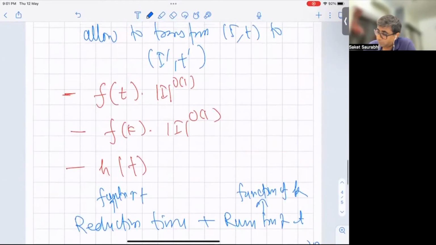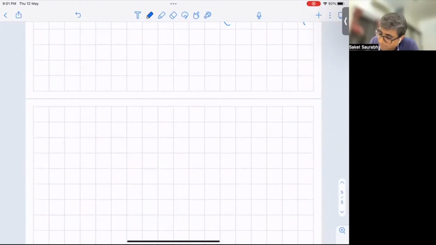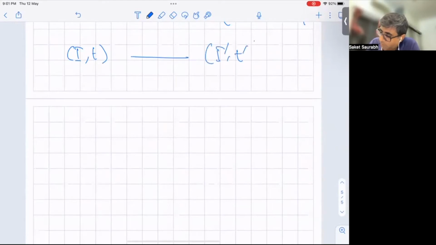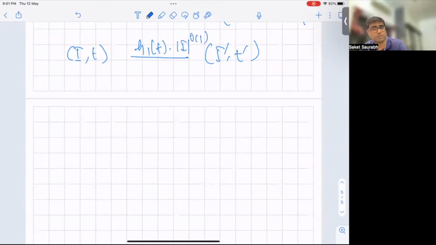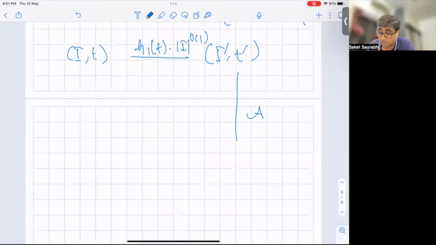So here are two things, right? I have an instance I comma t. I transform it into an instance I prime, t prime, and all of you have agreed that this should definitely take time some h1 of t times instance size to the power big O of 1, and I have produced this, right? Now on this you are going to apply your algorithm A, which is going to take time. How much will it take if I give it this instance I prime, t prime? f of t prime. Is that correct, Nidhi?